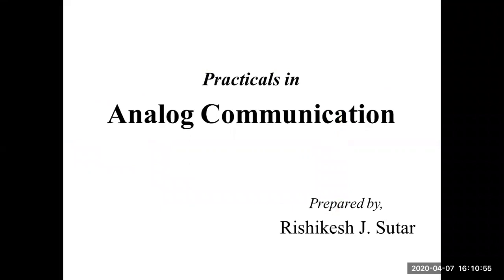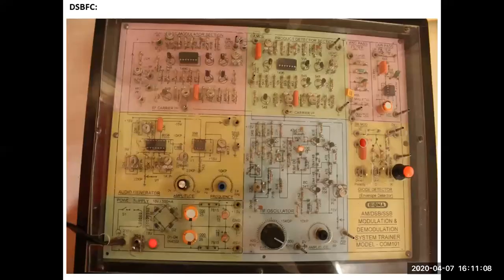Welcome to the session on analog communication practicals. Today we will discuss the demonstration of first practical DSBFC, that is double sideband full carrier. We will perform this experiment for three cases of modulation indices, that is m equal to 1, m less than 1 and m greater than 1.